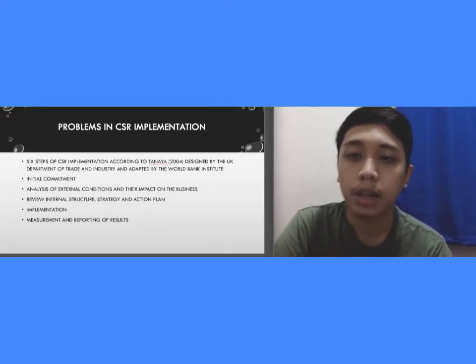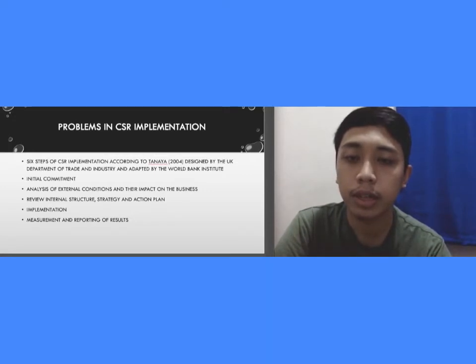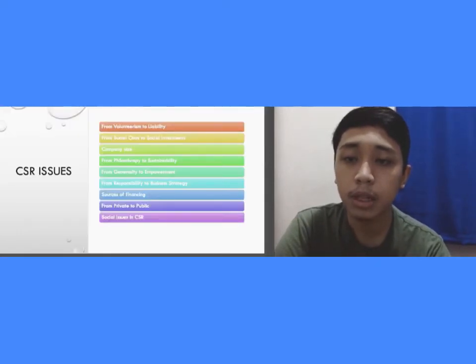Sixth step of CSR implementation according to Tanaya, designed by the UK Department of Trade and Industry and adopted by the World Bank Institute. The initial commitment, analysis of external conditions and their impact on the business, review internal structure, strategy and action plan, implementation, measurement and reporting of the result.